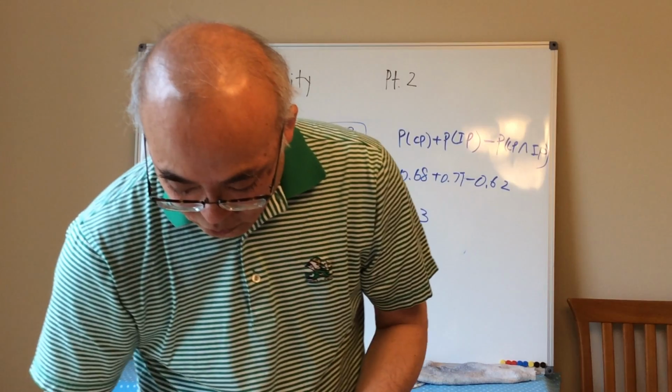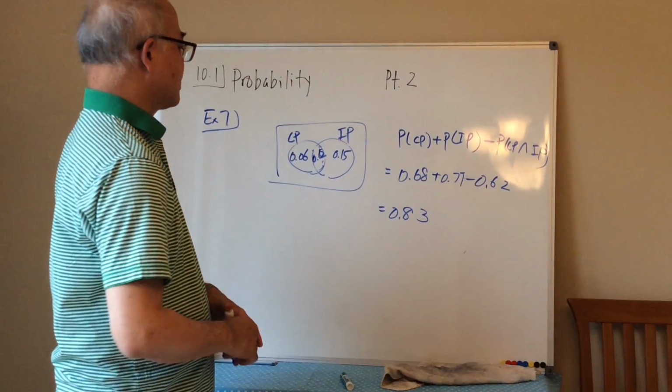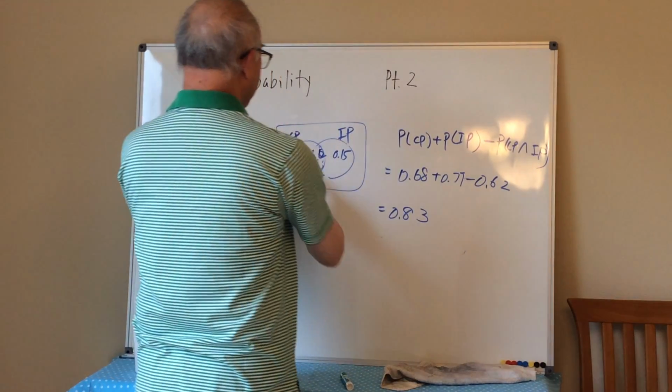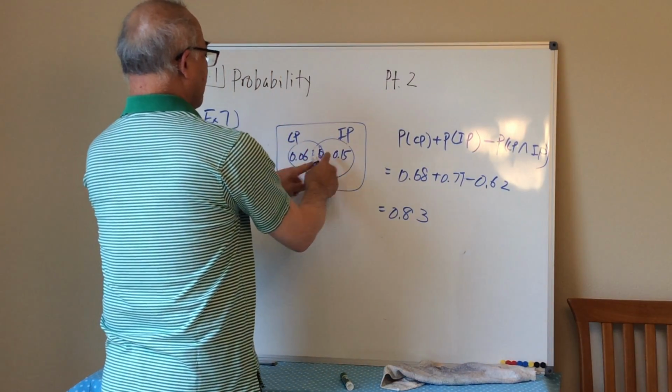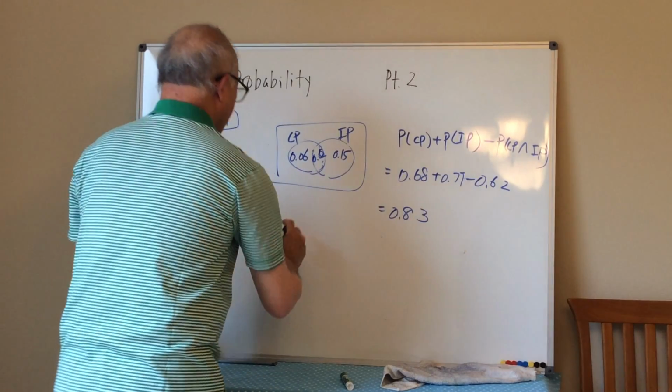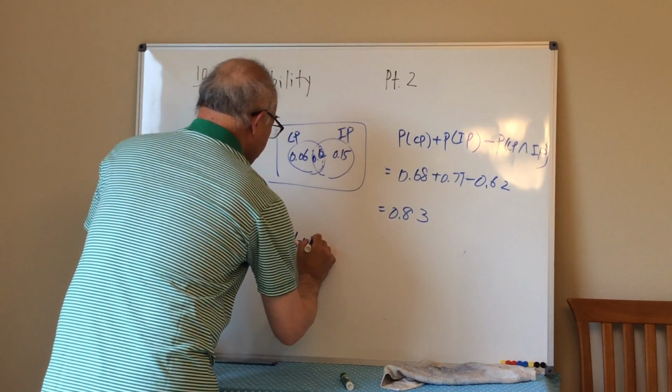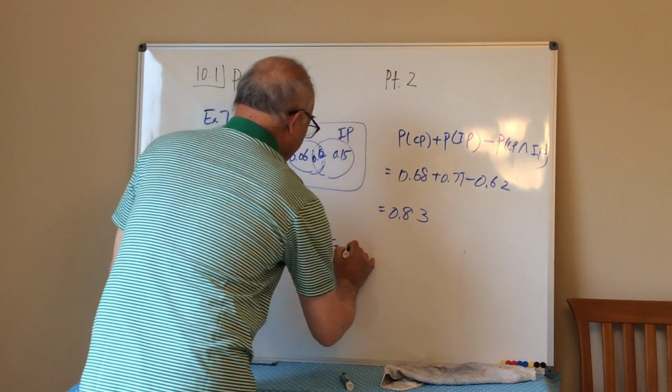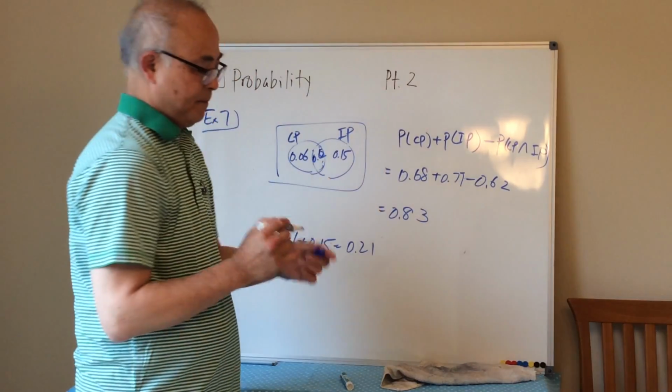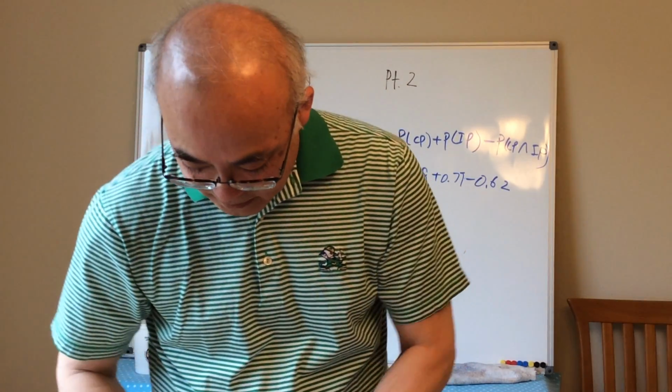Part B: a cell phone or an iPod, but not both. That would be this part plus this part. So it would be 0.06 plus 0.15, which is 0.21. Okay?